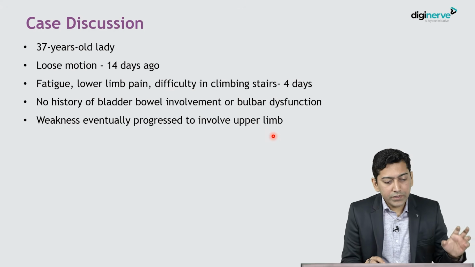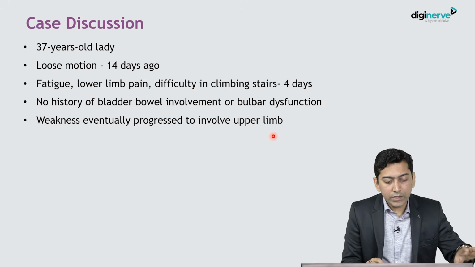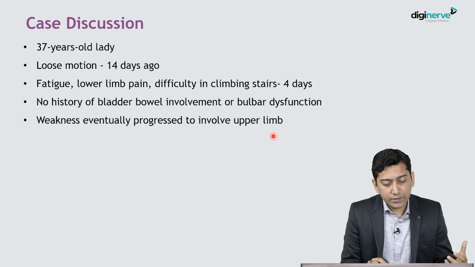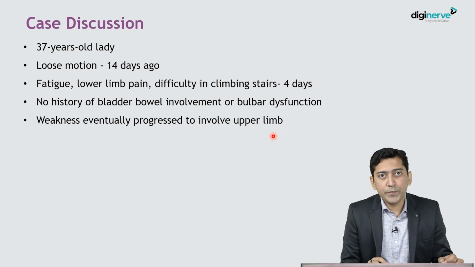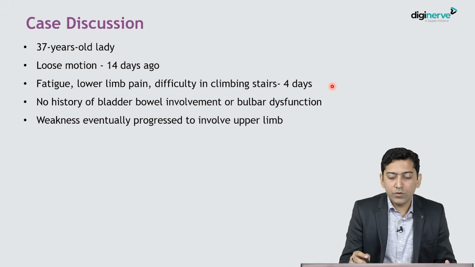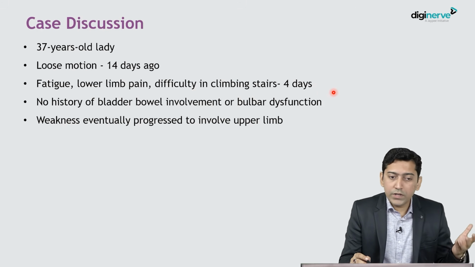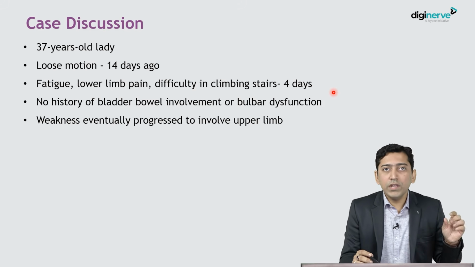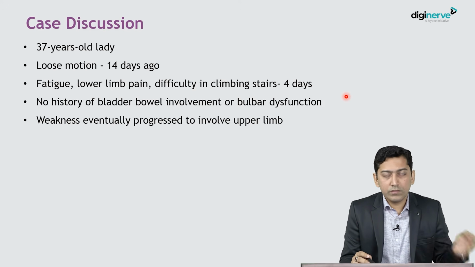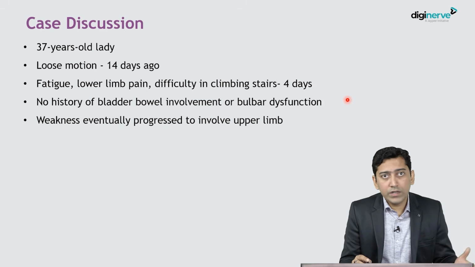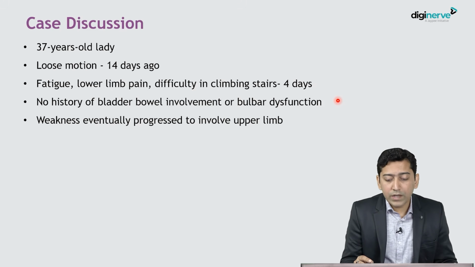So what do we see here? A young lady with a history of diarrhea developed progressive weakness of lower limbs, which was followed by upper limb weakness. So she had lower limb pain, which may be seen in GB syndrome, and she also had difficulty in climbing stairs. So when we get a history of somebody having difficulty in climbing stairs or difficulty in standing up from a sitting position, we think of a proximal muscle weakness, which is seen in GB syndrome. That is proximal thigh muscles, quadriceps.